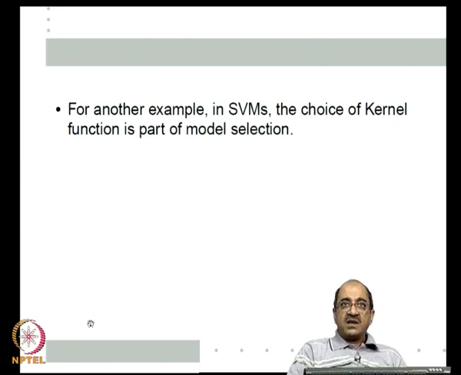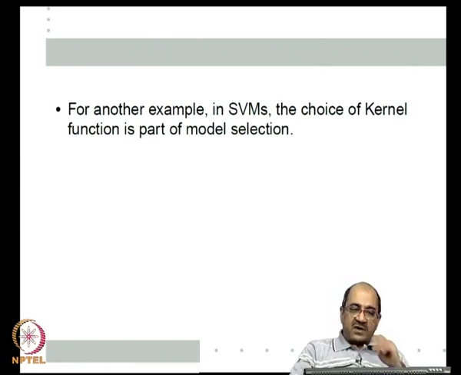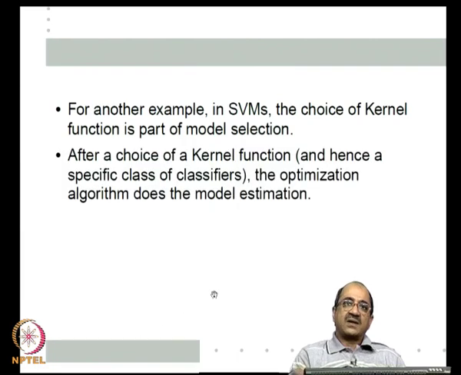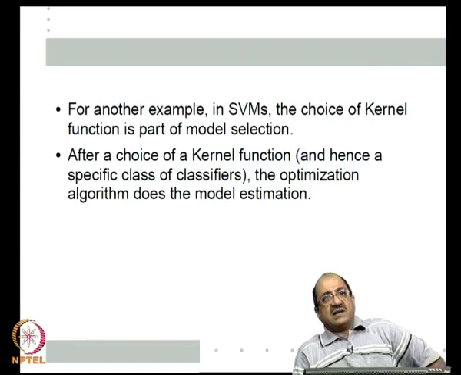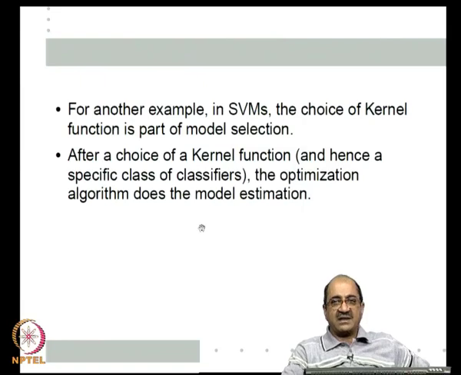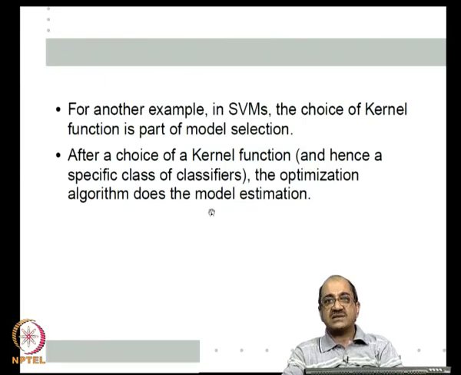For another example, if I am using an SVM, the choice of kernel function is part of the model selection. I have to decide whether I want, let us say, a polynomial kernel with p equal to 3 or a polynomial kernel with p equal to 4, and so on. That kind of decides which family of classifiers, which family of models I am searching over. After I have chosen that, for example, after I choose the kernel function, then the optimization algorithm does the model estimation, right. So, whether or not it is explicitly stated like this, all our algorithms involve model estimation, but we also have to do model selection, right.